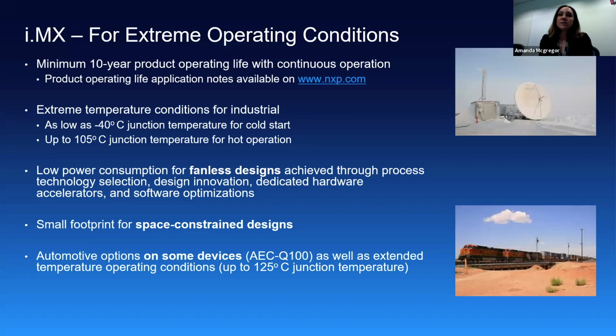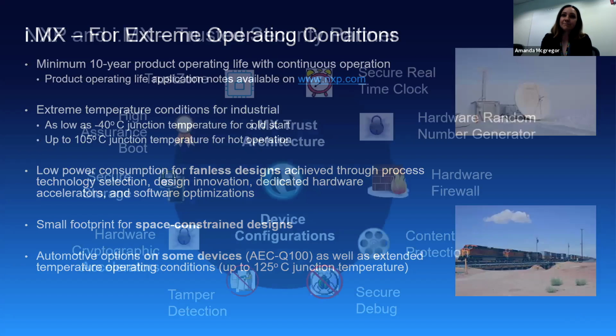We innovate on small footprint design in terms of packaging to enable space-constrained applications. And then for some devices, we do have automotive options available that can provide up to 125 junction temperature operation. So i.MX is really seen as the go-to product for customers, whether they're building automotive, industrial, or consumer devices.